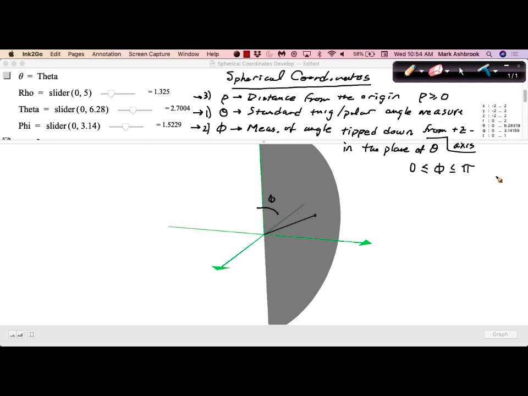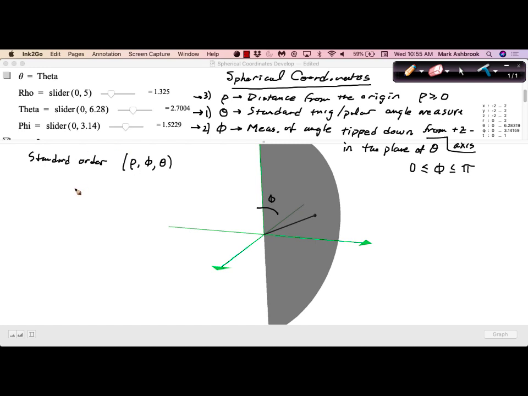So just for practice, plot the point. I think the standard order is rho, phi, theta, which is totally backwards from the way that I would think about plotting a point. But I think that's the conventional way that they list ordered triples in spherical coordinates.